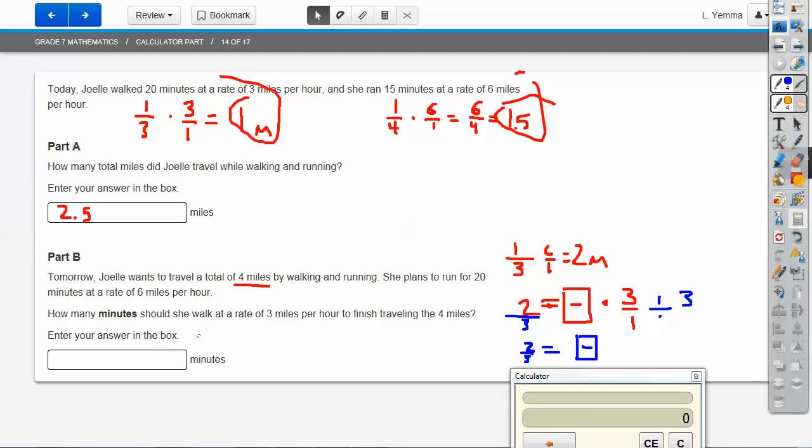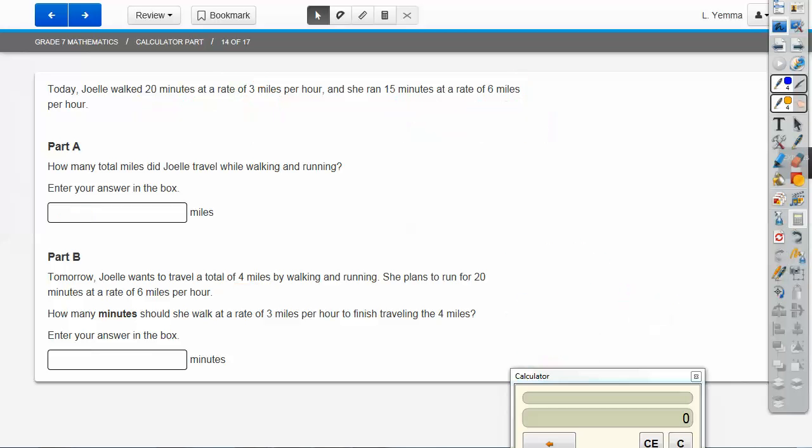Therefore, I need to go 2/3 of an hour, but I can't write 2/3 of an hour here. What is 2/3 of an hour? Well, if 1/3 is 20 minutes, then I must walk 40 minutes in order to complete my goal. And Mr. Weiss would be proud.